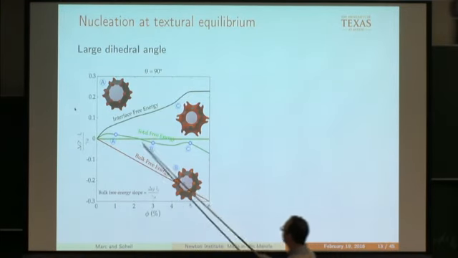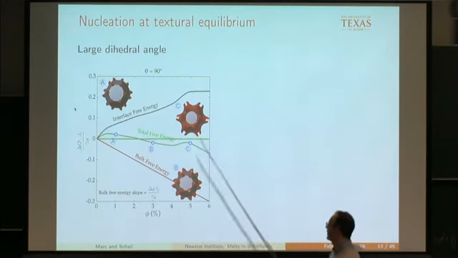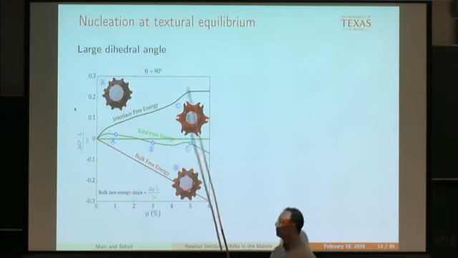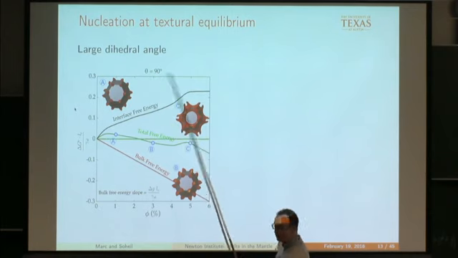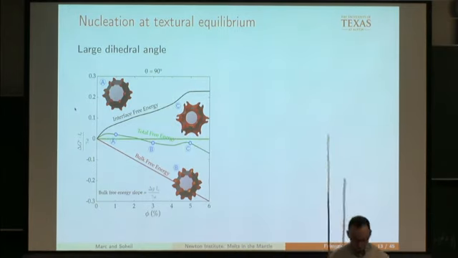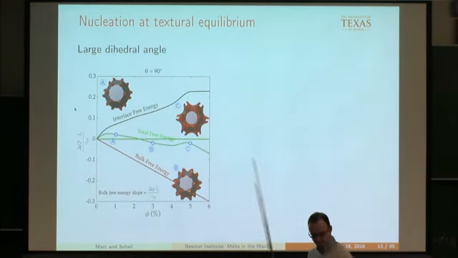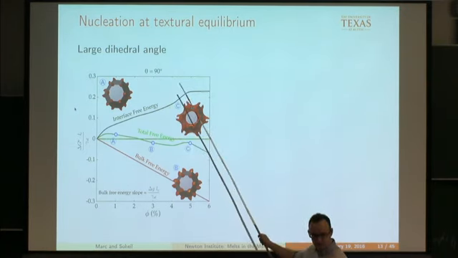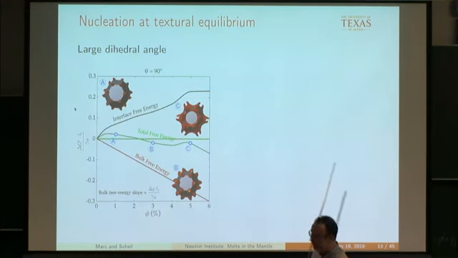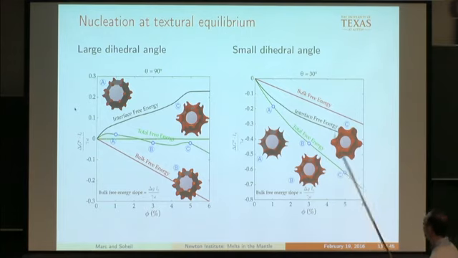So theta equals 90. This will become important. This is at relatively large dihedral angles, right? So the melt doesn't really want to wet the grain boundaries. But it's fundamentally the classical picture. It's a little complicated because there's a change in topology, but fundamentally it's the same thing that you see in the classic theory. And then we repeated the same calculation for theta of 30.